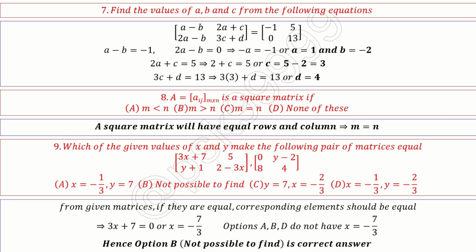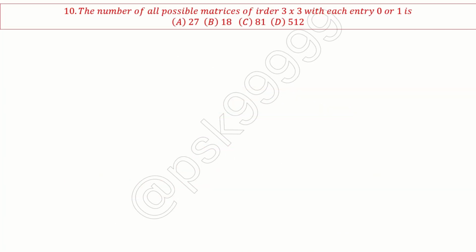Okay, next, the number of all possible matrices of order 3 by 3 with each entry 0 or 1. Okay, so this is a good problem. It's more of permutations and combinations actually. A 3 by 3 ordered matrix, how many elements are there? 3 into 3, which is 9. 9 elements. Each element can be either 0 or 1. So how many options are there?